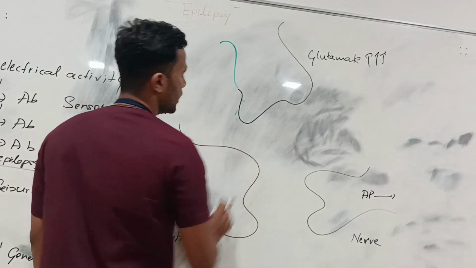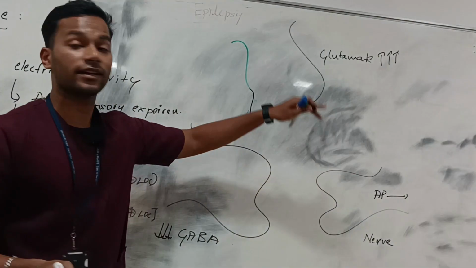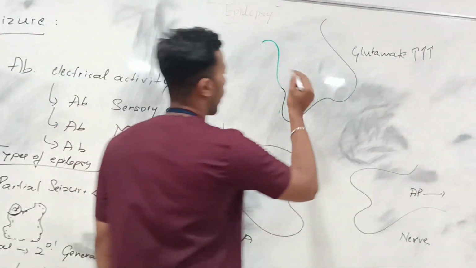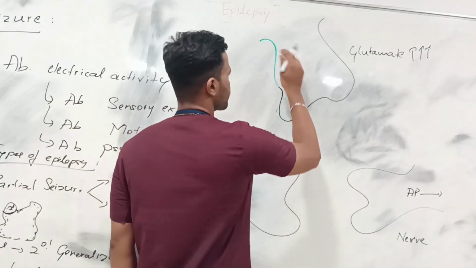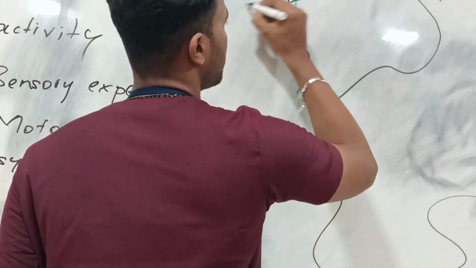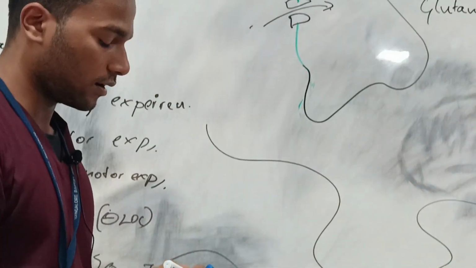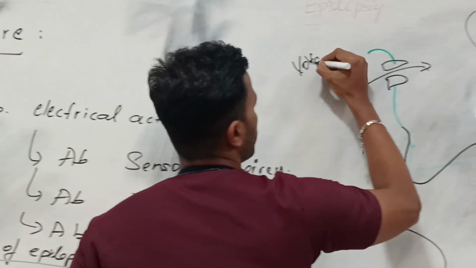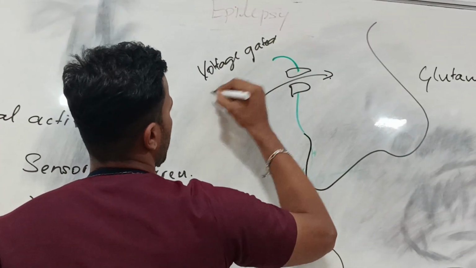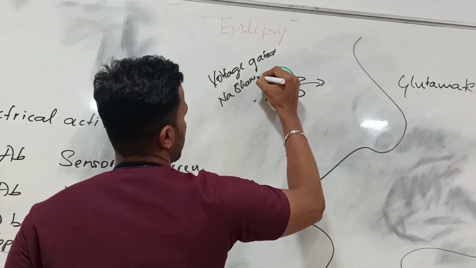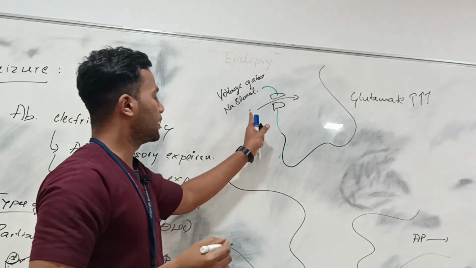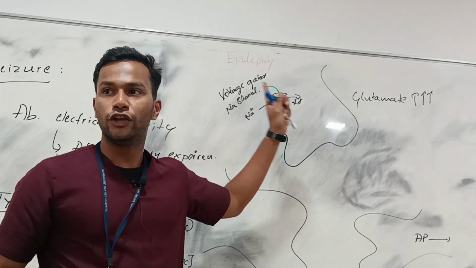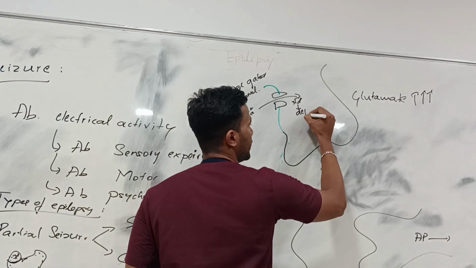So if you know the mechanism here, you can relate the drugs which act on it, the anti-epileptic drugs. Okay, so how exactly the glutamate is released is, there will be a receptor, a voltage gated sodium channel, in which the sodium enters the neuron, due to which there will be depolarization.